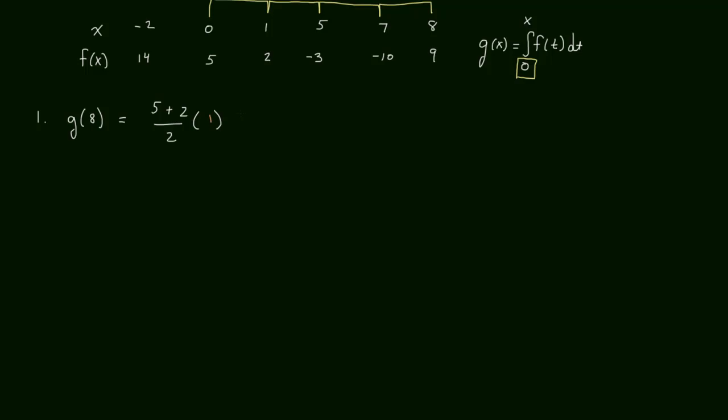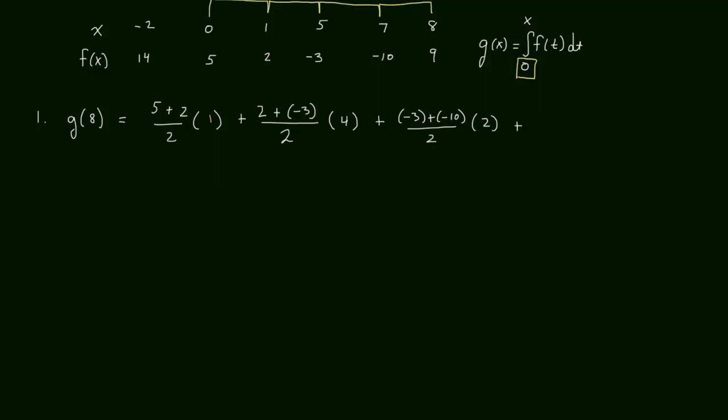Now for my next trapezoid, it's going to be 2 plus a negative 3. If you wrote 2 minus 3, that's fine. I like to keep this general structure in place, so I write it this way. Divided by 2 times the respective change in x. In this case, the change in x is 4. Plus negative 3 plus negative 10 divided by 2 times respective height of 2.